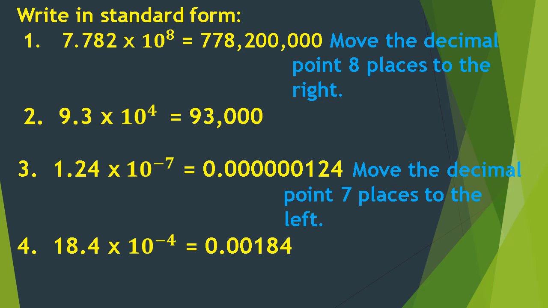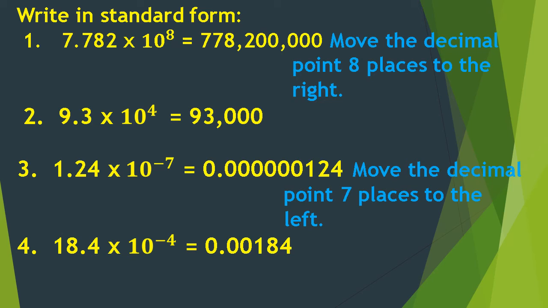Next, number 2. 9 and 3/10 times 10 to the 4th power. So we are going to move the decimal point 4 places to the right. So it becomes 93,000.